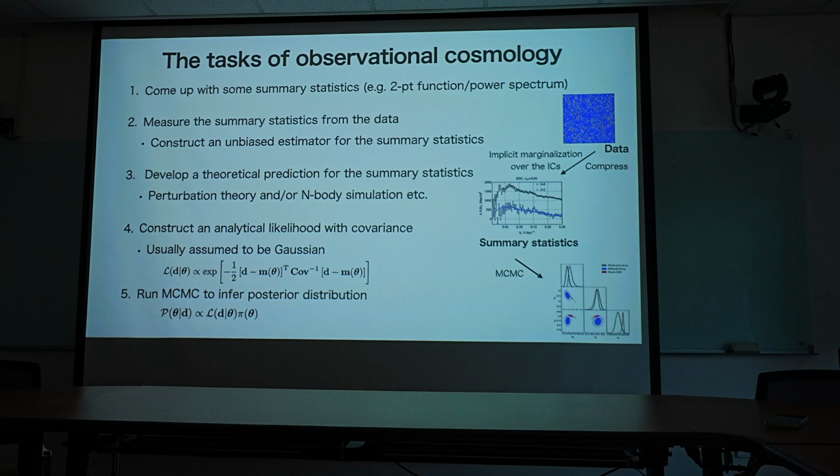So in short, here's a simplified flowchart of the task of observational cosmology. In the standard method, first you have to choose your favorite summary statistic. Usually people take a two-point function, the power spectrum, but you can choose whatever you want here. In any case, you then have to measure that summary statistic from the data. This involves constructing an unbiased estimator, and this requires some other work, but you have to do it. At the same time, you have to develop some theoretical prediction for that summary statistic, this solid curve. For this, you can use perturbation theory, as Stephen explained in yesterday's seminar, or N-body simulations.